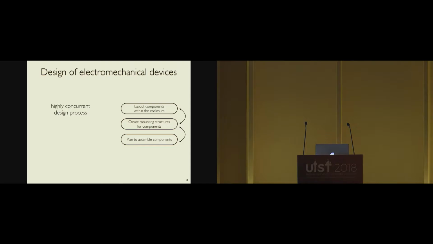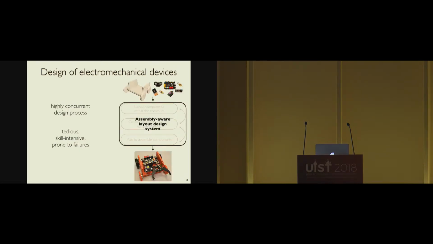This concurrency in the design process really makes it challenging for casual users. Apart from that, there are other challenges that I mentioned before, such as being tedious, skill-intensive, and prone to failures. Our assembly-aware layout design system makes this easier by taking care of all the necessary design steps simultaneously. It thus allows users to convert a desired 3D enclosure and set of electromechanical components into a functional fabricated prototype in almost nil hardware iterations. Let's now look at our system in action.